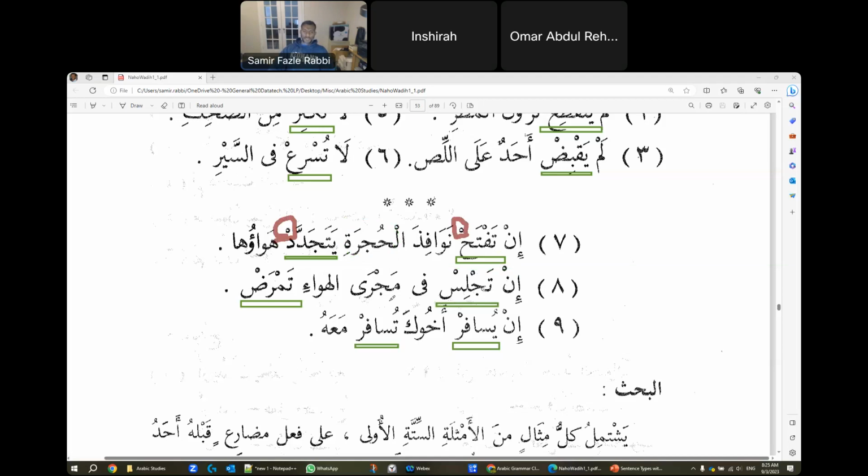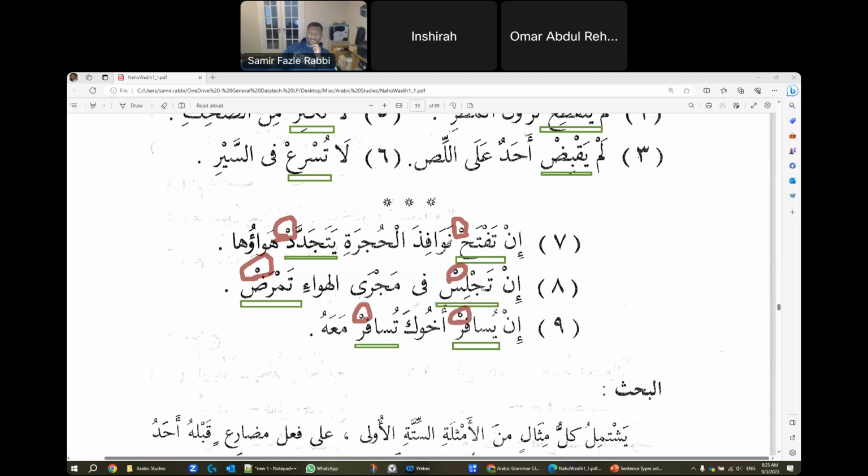In tajlis fi majril hawa tamrad. If you sit in the path of the wind or breeze, you'll become sick. In yusafir akhuka tusafir ma'ahu. If your brother travels, you travel with him.